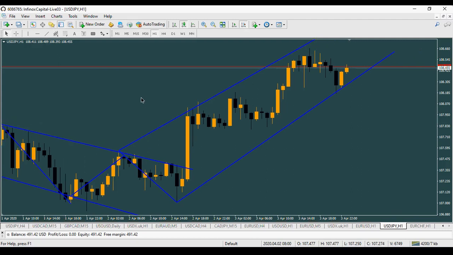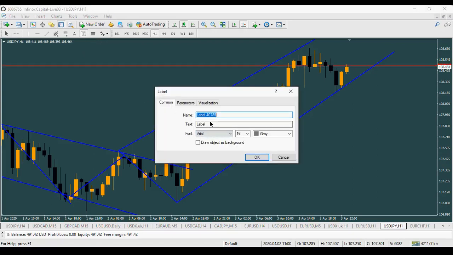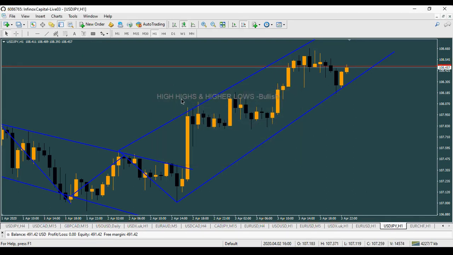Now, what is it forming? We now go to the bullish area. This is now a bullish trend. A bullish trend will always form higher highs and higher lows. Write that down. Higher highs and higher lows. A bullish trend will form higher highs and higher lows. That's a bullish trend.